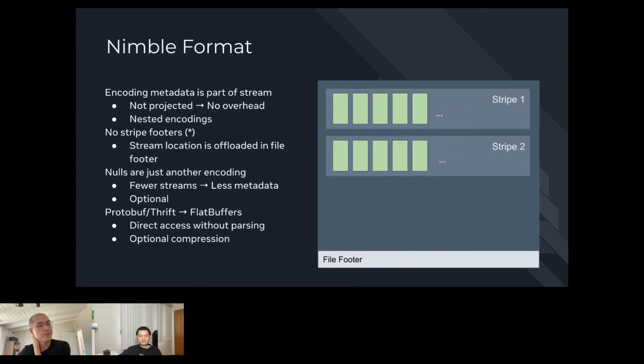What about Nimble? You issue an IO to retrieve the file footer, right? Because you don't need to parse it, you just read the exact location of the data stream you're interested in. Get the location, issue another IO, and you get the data. So that's 2 IOs, no serialization, no deserializations.